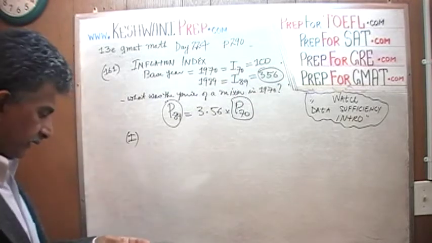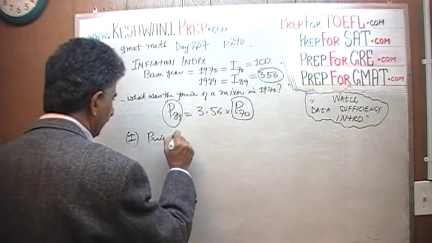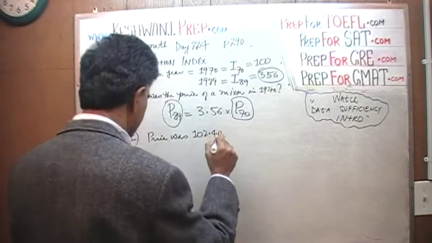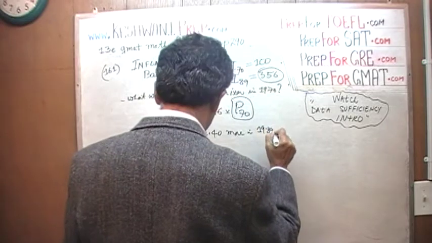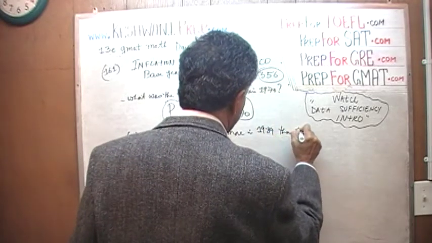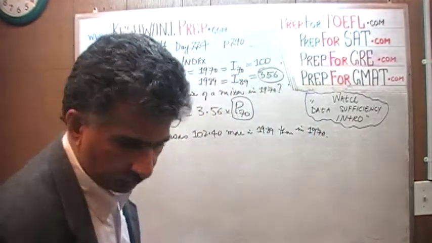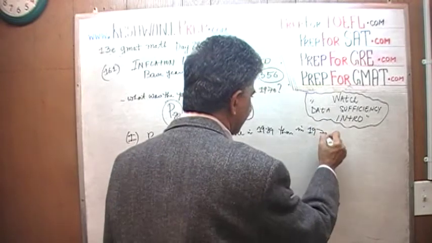In the first statement they tell us the price was $120.40 more in 1989 than in 1970. There you go, that should do the trick actually. That should do the trick because they're telling us exactly, precisely what the difference was.